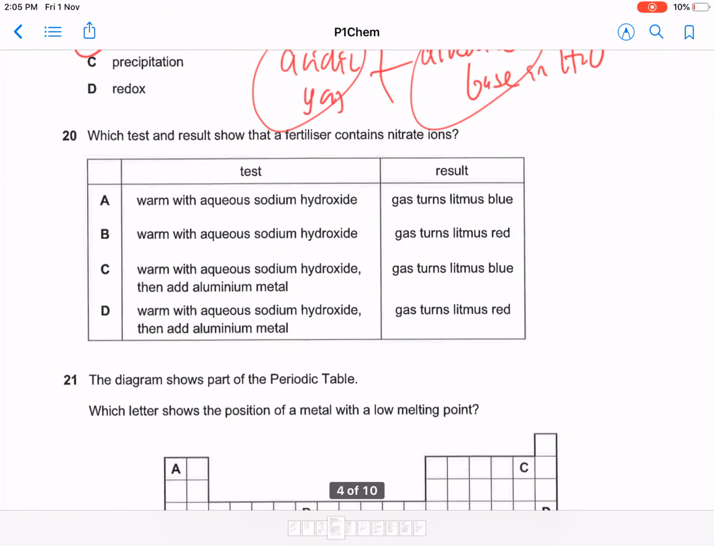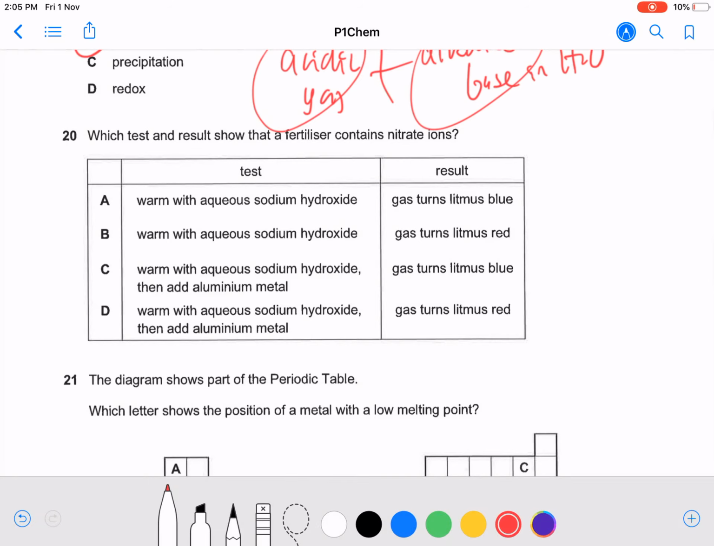20. Which test will show that fertilizer contains nitrate ions? This is your qualitative tests. Okay. Do you need sodium hydroxide? Well, I hope so. It's in every one. Do you need aluminium metal? Yes, you do. So it's neither A nor B.